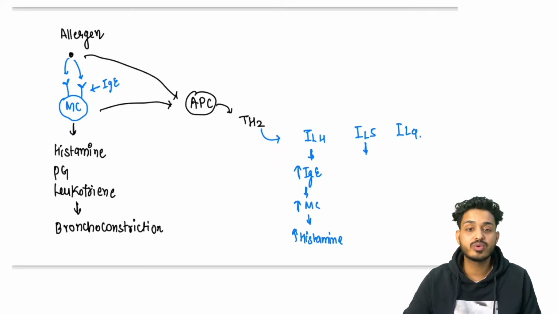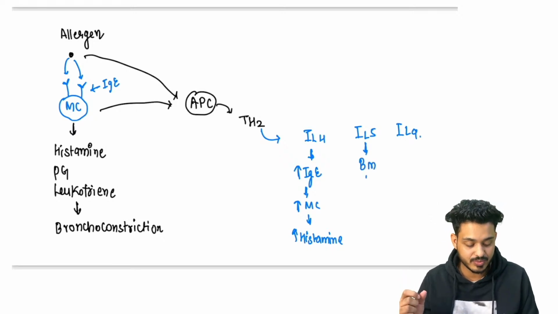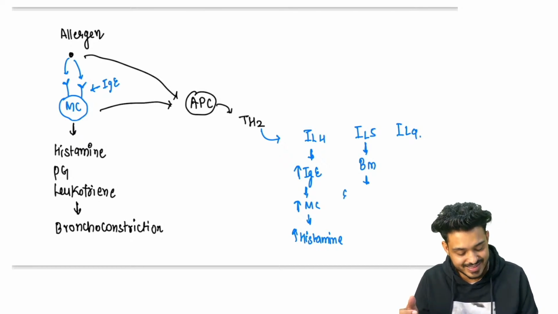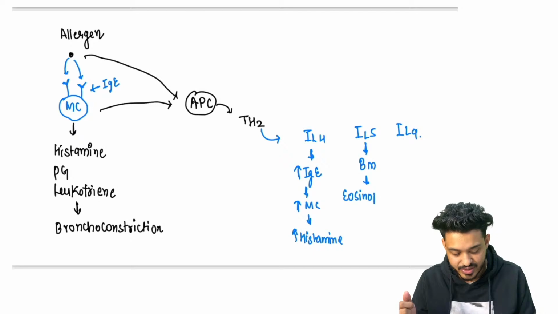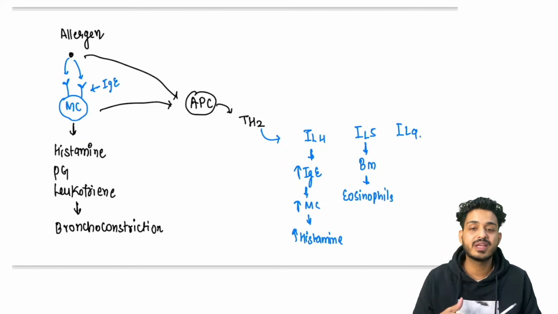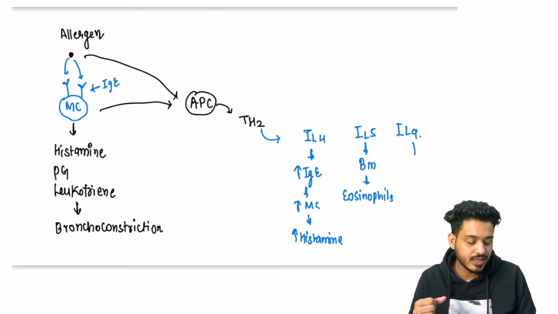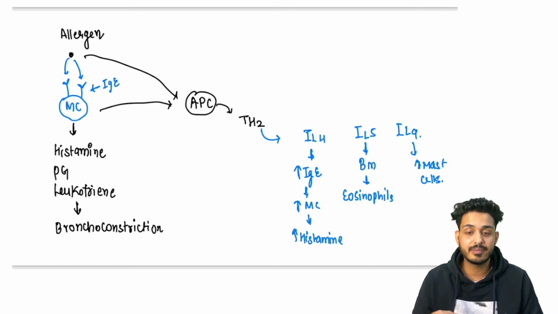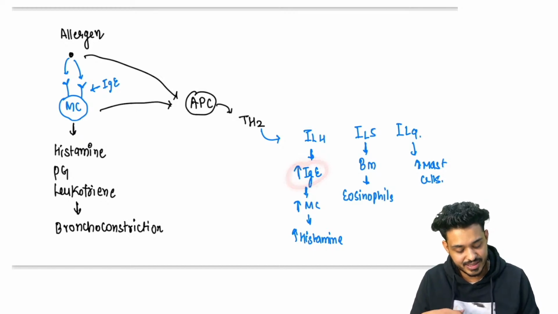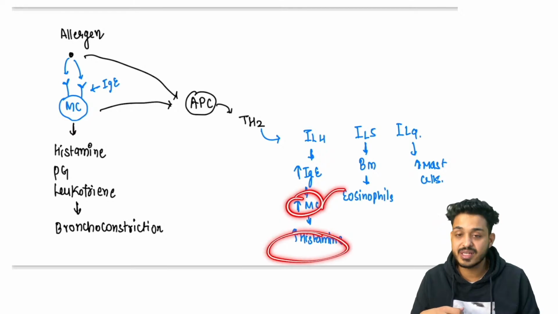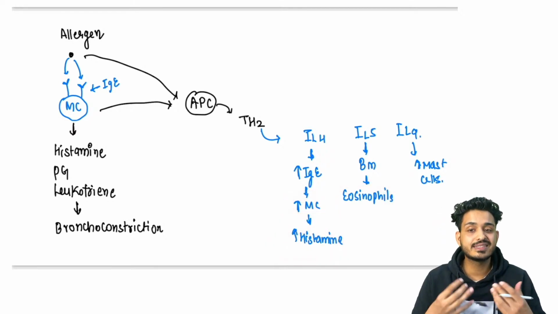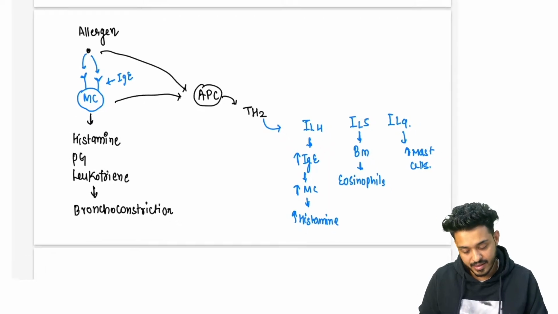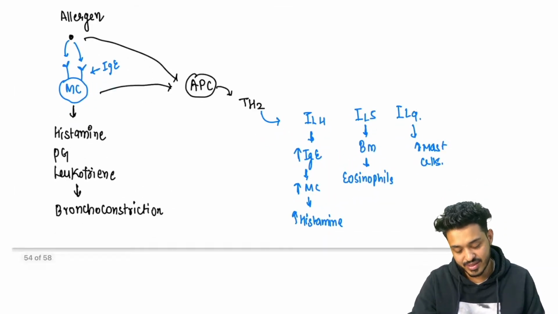Interleukin 5 is going to go to your bone marrow, and it is going to be responsible for bone marrow stimulation. These are the cells which are going to come out, eosinophils, so you will be having eosinophilia, right? Interleukin 9 is going to increase your mast cells again. So ultimately, you know what is happening, allergen is coming and you will be having increase in the IgE, increase in the mast cells, increase in histamine, increase in eosinophils, and the disease is aggravating.